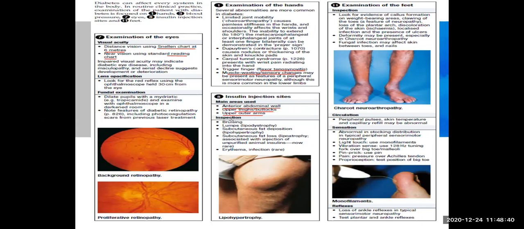Now, regarding the inspection of the site, there may be bruising, there may be lumps and bumps, which may be caused by lipodystrophy or lipohypertrophy. Okay, so if we give some unpurified animal insulin, then there may be lipoatrophy.